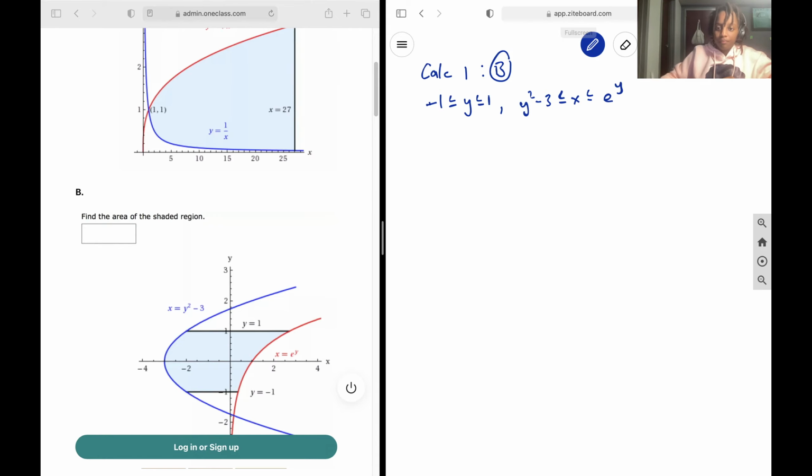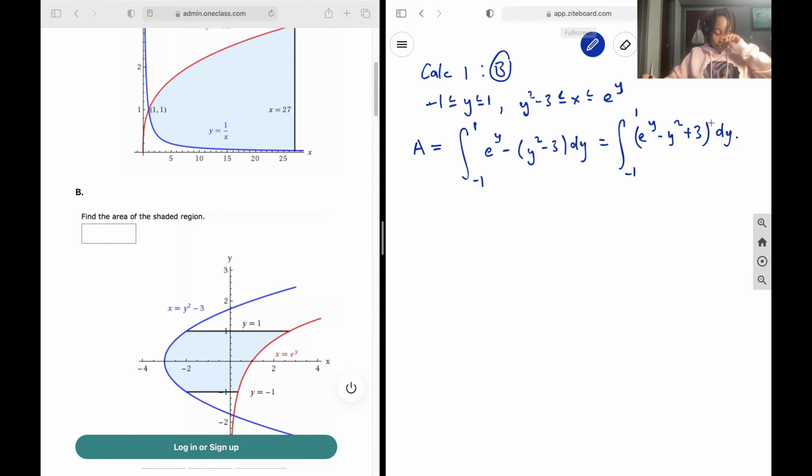E to the power of y. So this means that we will be taking A will be equal to the integral from -1 to 1 of the right function, so e to the y, minus the left function, so y squared minus 3, dy. And this will be the integral from -1 to 1 of e to the y minus y squared plus 3 dy.